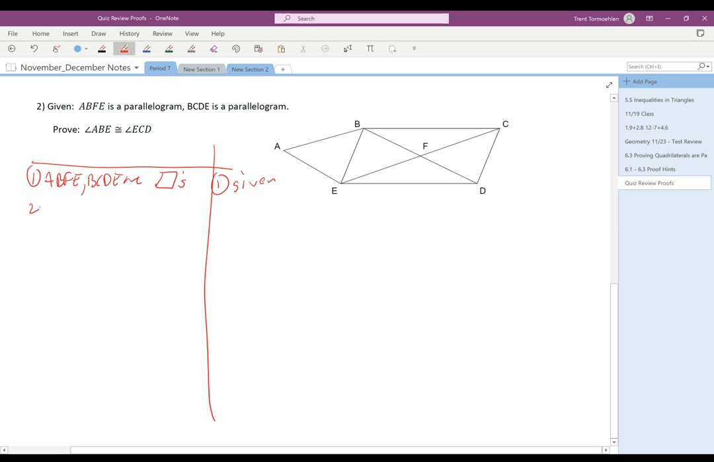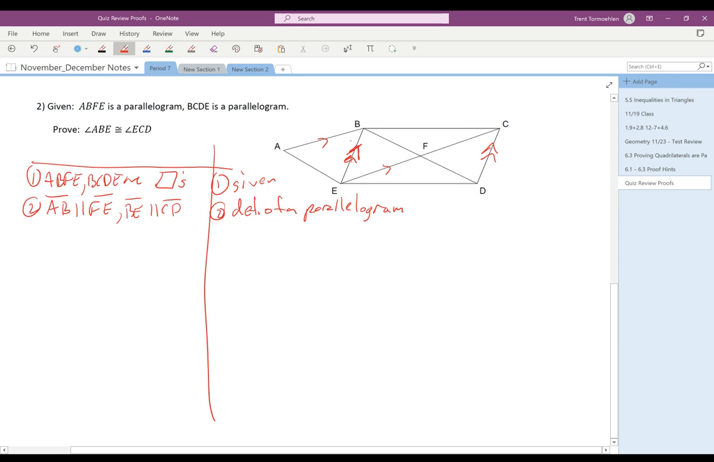Notice that you're not given any parallel lines. And if you want to use things like, for example, alternate interior angles, which is what we're going to use, then you need to claim the parallel lines. And so since ABFE is a parallelogram, that means AB is parallel to FE. And then since BCDE is a parallelogram, then that means BE is parallel to CD. Both of those can be put in the same step because their reason is exactly the same, and that is just the definition of a parallelogram. We know that the definition of a parallelogram says a quadrilateral where opposite sides are parallel.